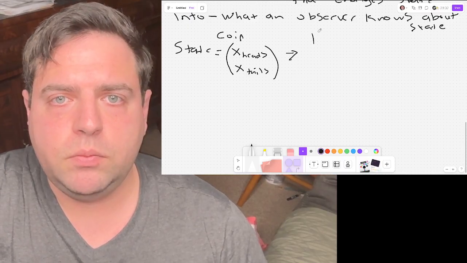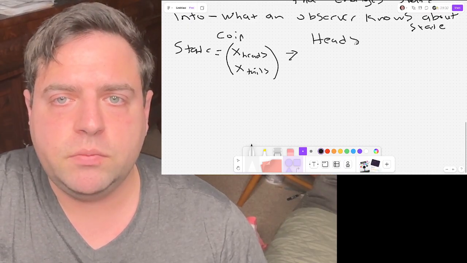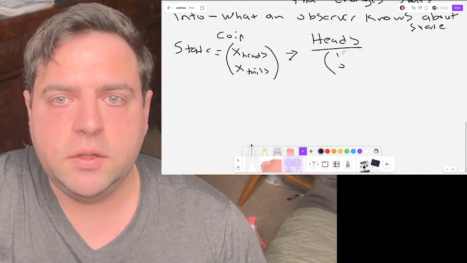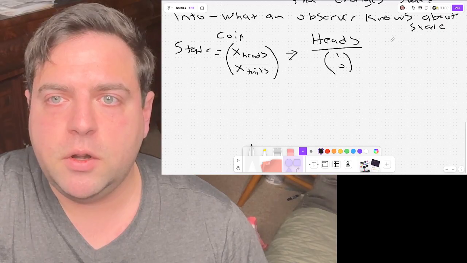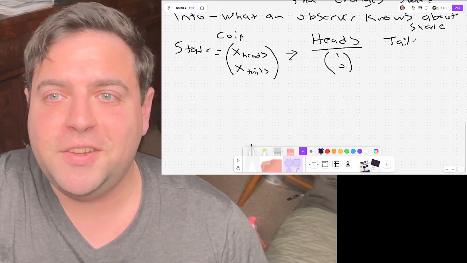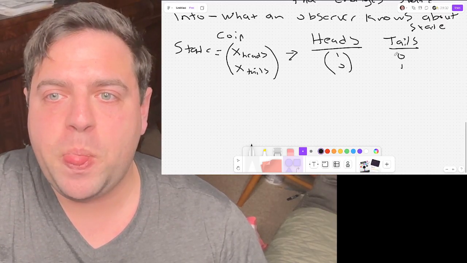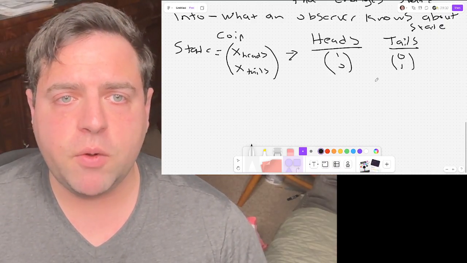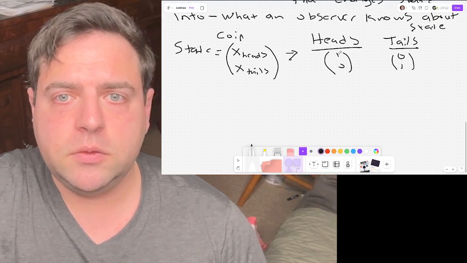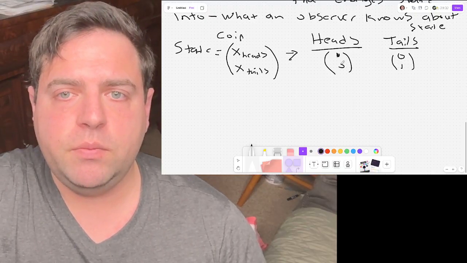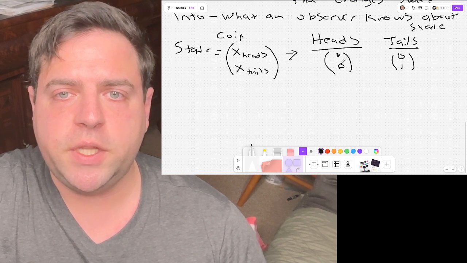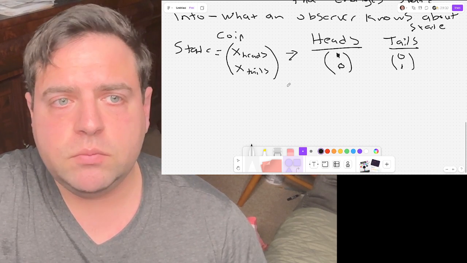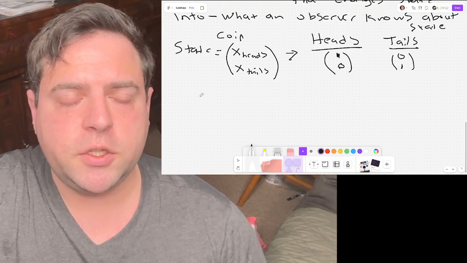So if it's in a state of heads, its state vector will look thusly. I apologize for using that word. Tails, the opposite, right? Okay. So from this picture, you can kind of see intuitively what we're talking about. There's a 1 in heads, and there's a 0 in tails. So it's probability 1 of heads. Here's probability 1 of tails. Okay. So that's the state vector.